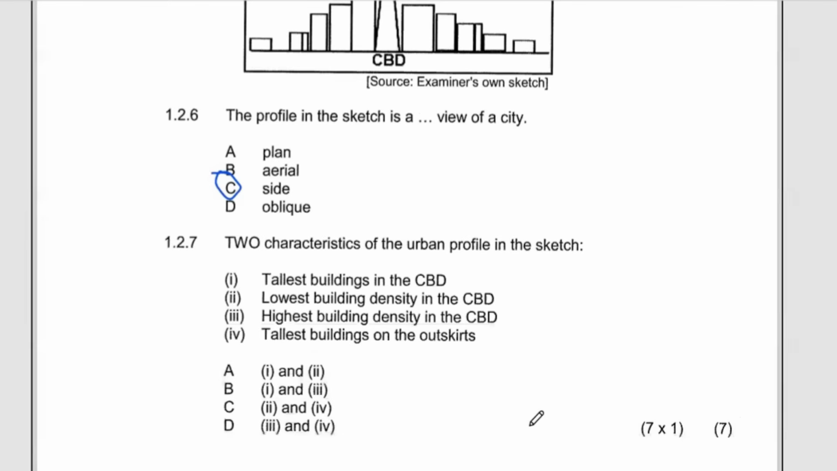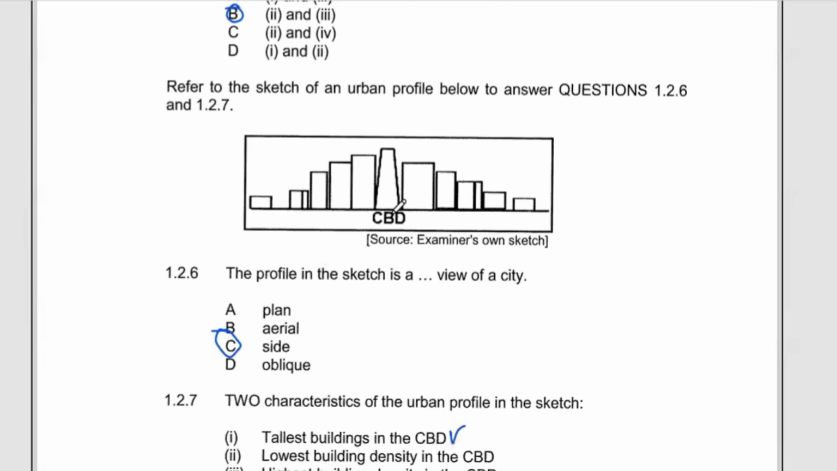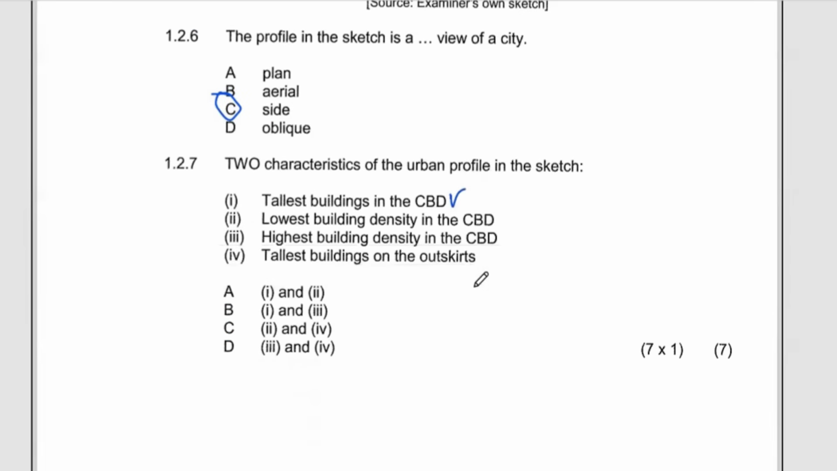Right, two characteristics of the urban profile in the sketch. What are the two features? Tallest buildings in the CBD, I think is evident. If you check, our CBD is at the focal point here, and the tallest buildings, we find them here. And also, highest building density in the CBD.